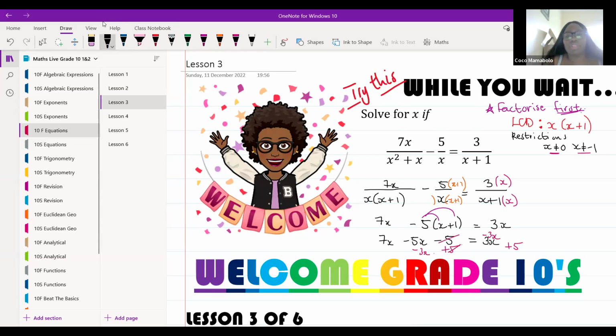Now I've got 7x minus 5x, that's going to give me 2x. Minus 3x will give me negative x. So I will get negative x is equal to, now remember, negative 3x plus 3x cancels, 5, positive 5. And I know that I don't want negative x, I want x. So I'm going to divide both sides by negative 1. Those two will cancel. Therefore, x is equal to negative 5.